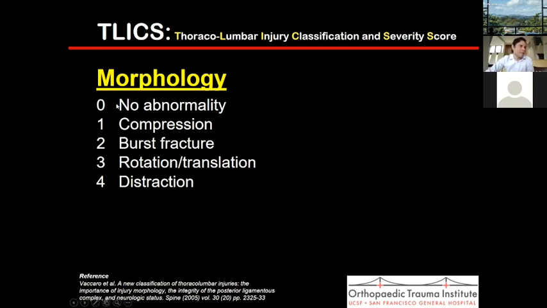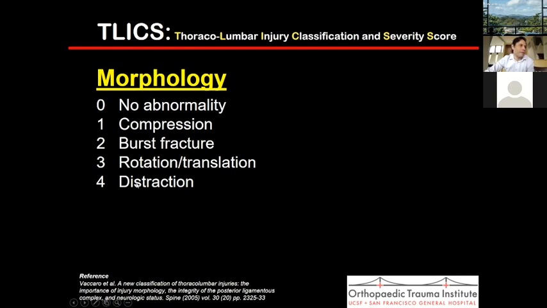these are the points associated with each. If there's no abnormality, why are we even looking at this classification? But someone with a compression fracture, so again anterior 2/3, that's a 1, the burst fracture is a 2, and then the rotation translation. And the cutoff here is 4, and the way that they assign these points is so that you would reach the conclusion of what you should do just by understanding the fracture pattern.